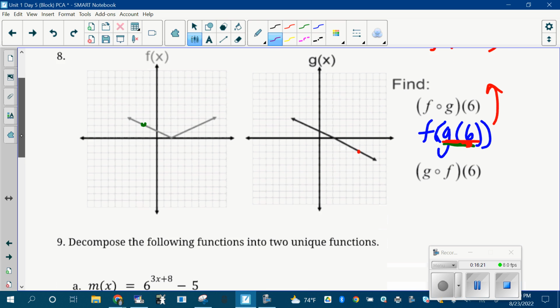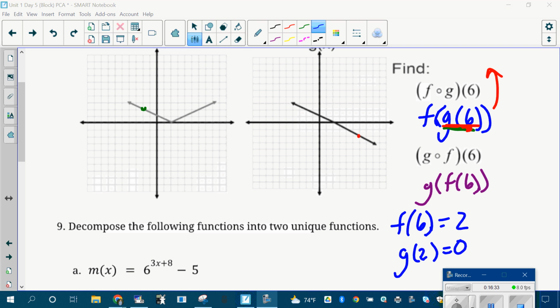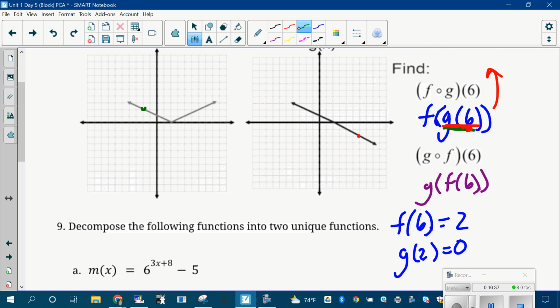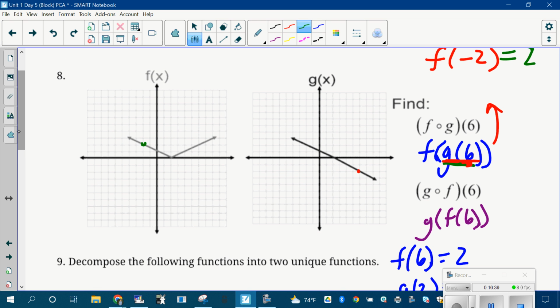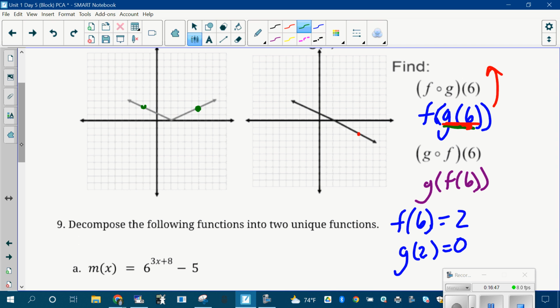Please pause and give this one a try. G of f of 6. Work inside out. You should start by looking at the f function, the f graph. Give it a try. Cool. So f of 6 is 2. When I go to the f graph and I go to an x value of 6, I get a y value of 2. And then when I take that output and make that the input into g, I do g of 2 and I get out 0.